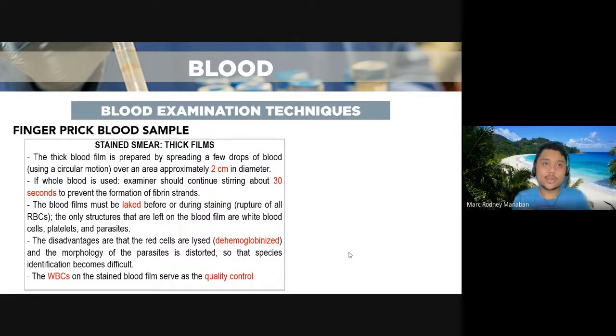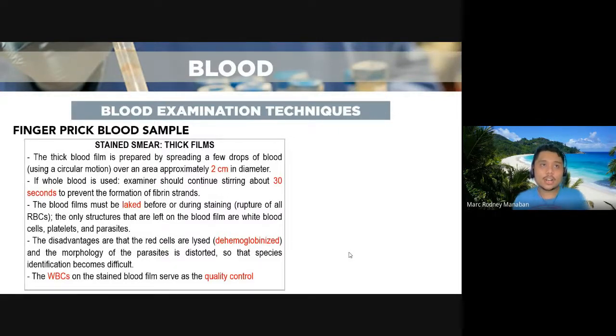Again, since it is fresh whole blood from capillary blood, you must continue stirring for about 30 seconds to prevent the formation of fibrin strands. Because these fibrin strands, if they form, could trap the parasites within those fibrin strands. So you cannot examine anymore.